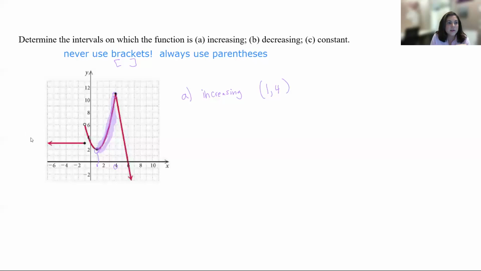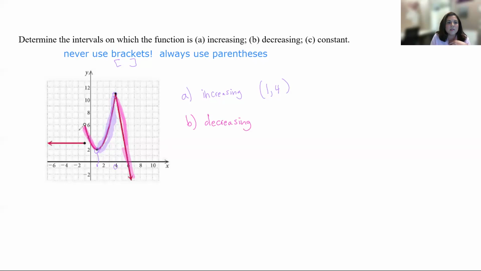For the next one, let's look and see, okay, when is the function decreasing? So again, from left to right, we're looking at when the function values are going down. And there's actually two different intervals here where the function values are decreasing from left to right. And so if I'm going to write this in interval notation, decreasing.